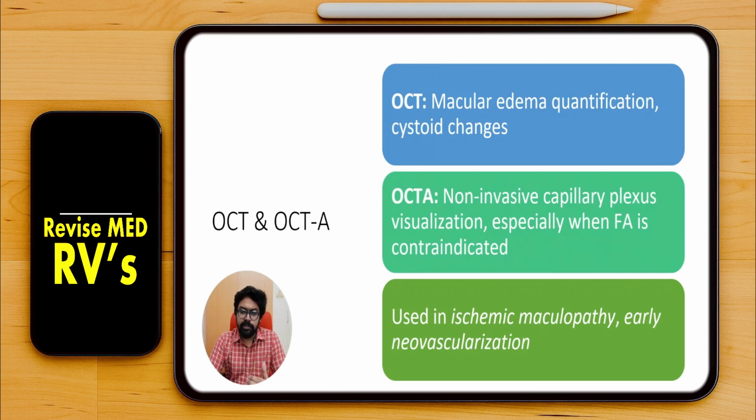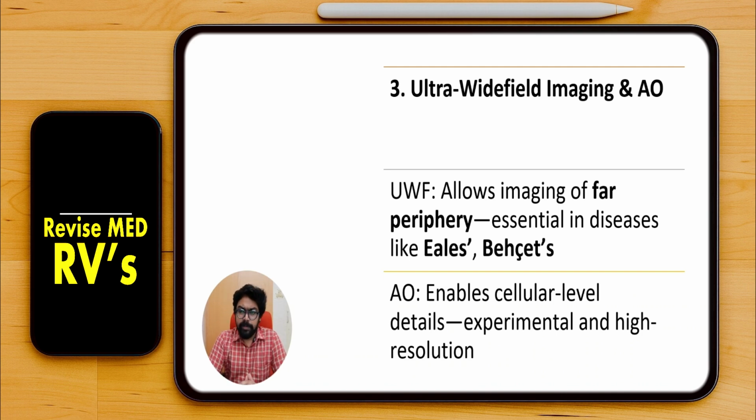And it is used to assess ischemic maculopathy and early neovascularization. Next is ultra wide field imaging and adaptive optics. Ultra wide field imaging allows imaging of the far periphery, especially in cases of Behçet disease and Eales disease. In these cases, usually the periphery of the retina is involved rather than the central part, so you can use ultra wide field imaging. Adaptive optics enables assessment of cellular level details. This is actually experimental and gives high resolution results.